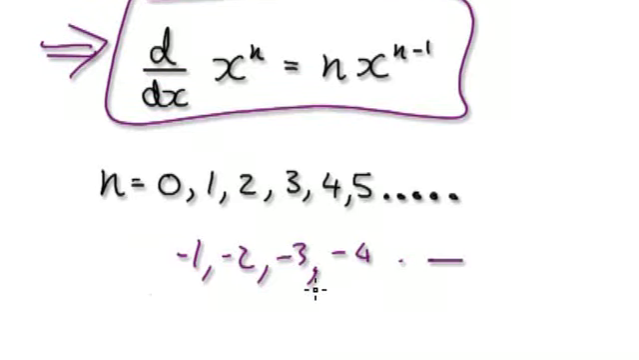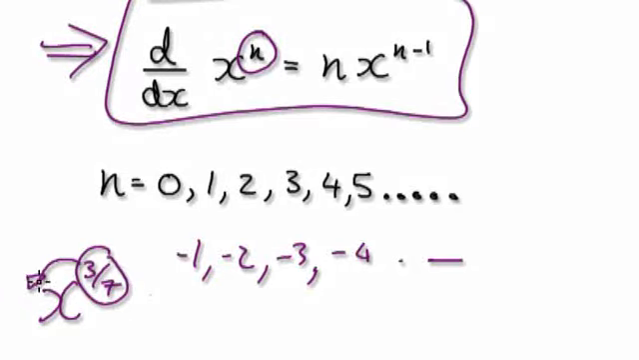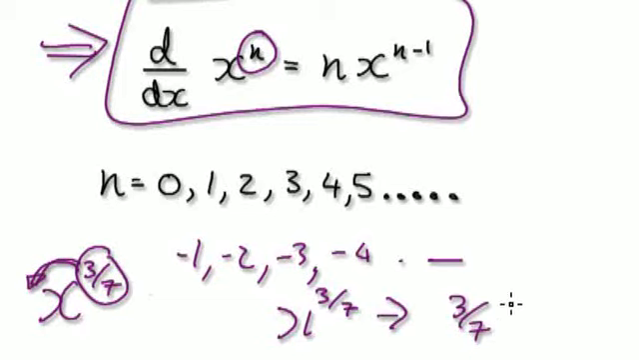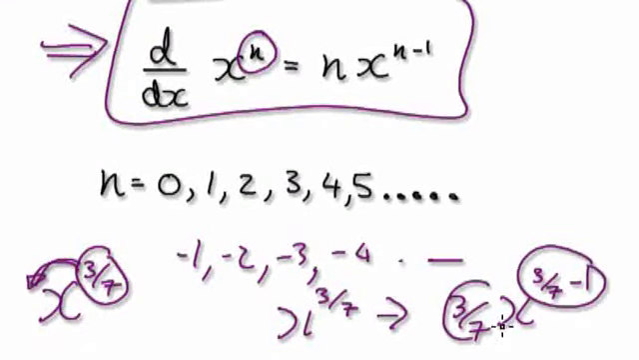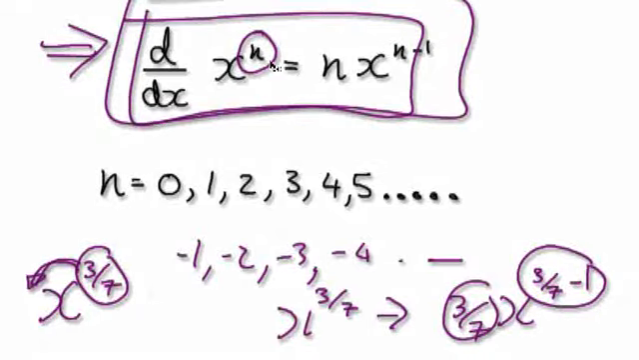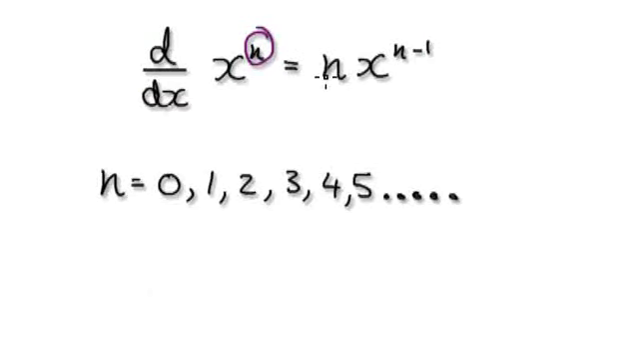The next video, at a later time, I'm going to show why this works even if you have the power of a fraction. So suppose you have 3 over 7, it will still work. At the moment, I'm asking you to just accept that when you differentiate x to the power of 3 over 7, it will be 3 over 7, and then x to the power of 3 over 7 minus 1. I've always asked you to accept this, but at a later time, we're going to see why this thing here will still work even if n is a fraction.